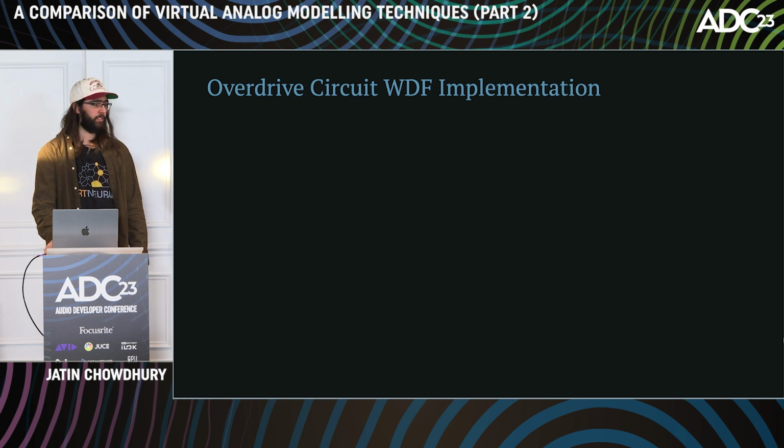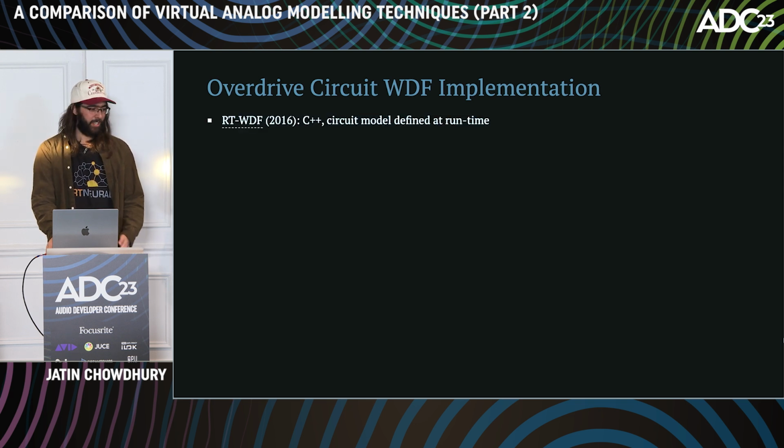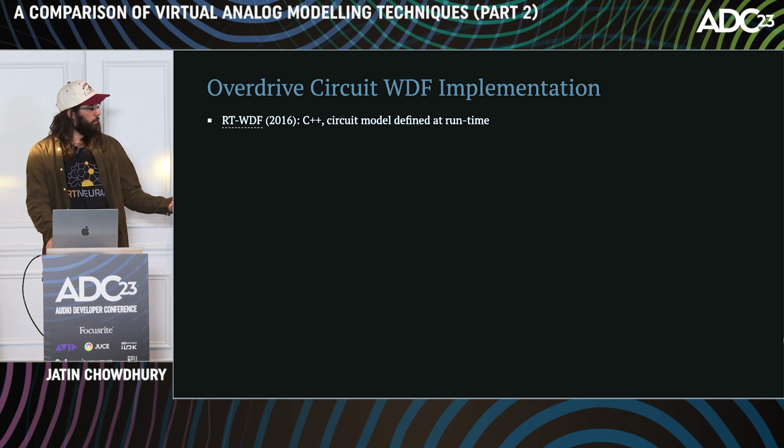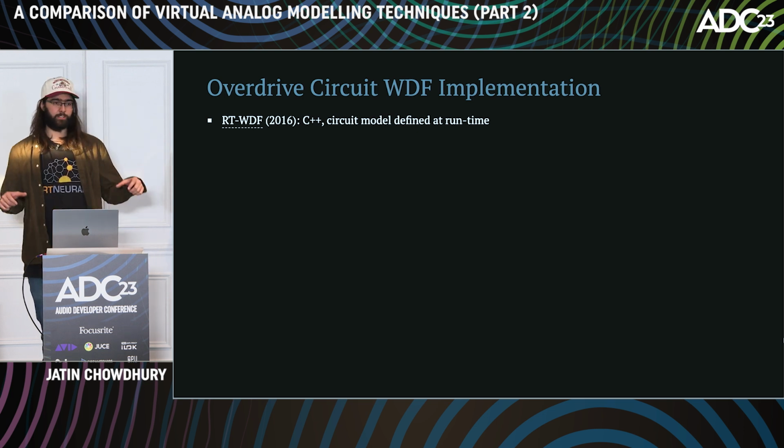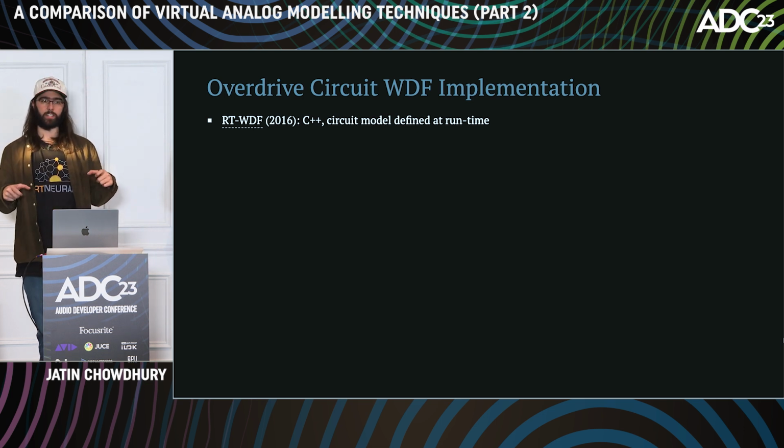So now we can actually sit down and write some code. I want to use a wave digital filter library, so I don't have to write my own. I don't know which one to use. When I started doing this, there was this library called RTWDF, written in 2016 in C++. And in RTWDF, your circuit model is actually defined at runtime. So what that means is you can change how your circuit is built at runtime.